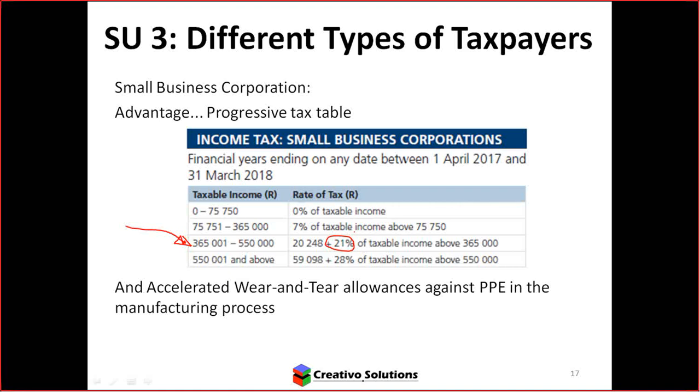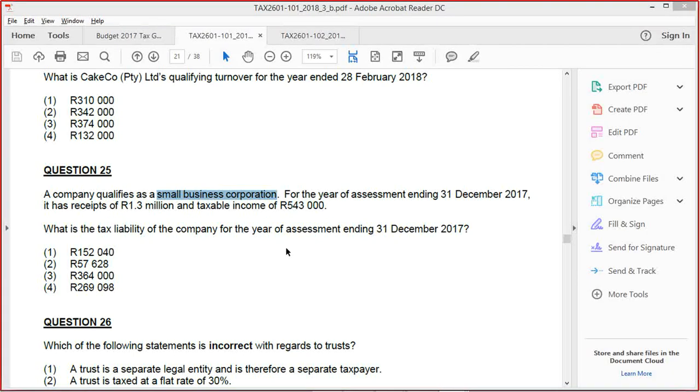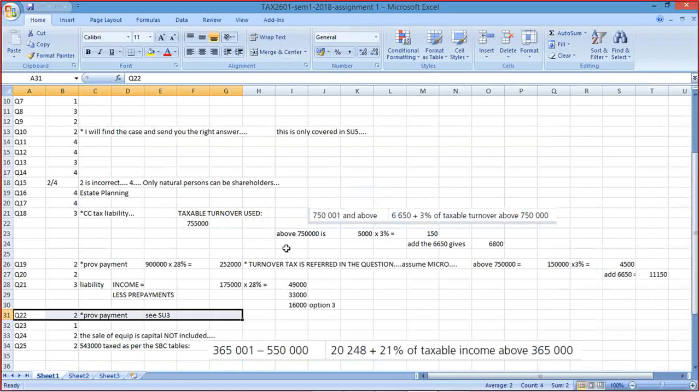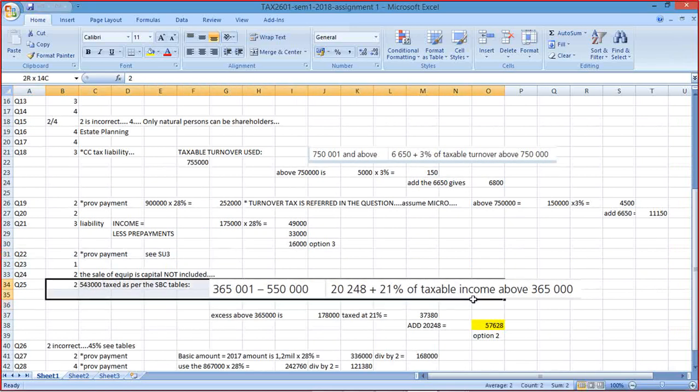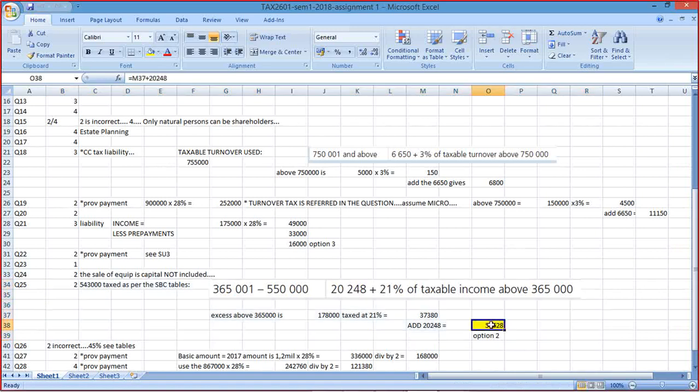If a business is an SBC, you use a completely separate table. And in this case, you can pay as little as 0%, 7%, 21%, or the highest, 28%. Yes, sir. Okay. Alright, let's go back. Then I'll work this out just to show you the working for it. Here it is. Where did I put it? There it is. Tax according to SBC. Show the working. You get option 2.